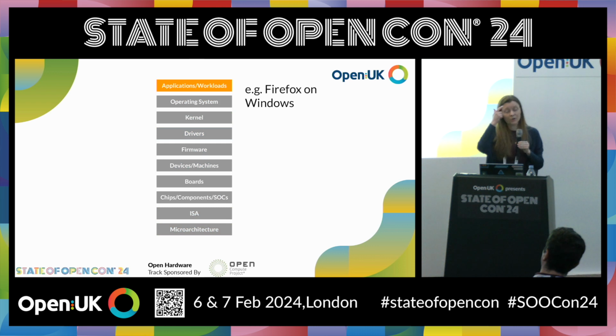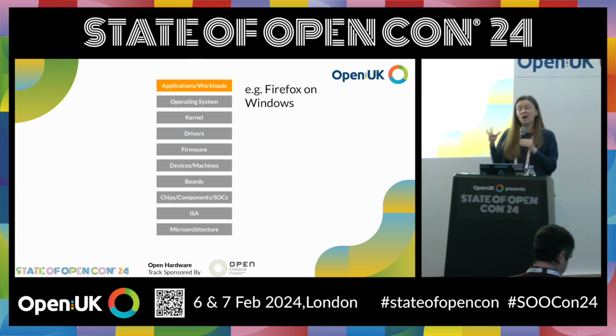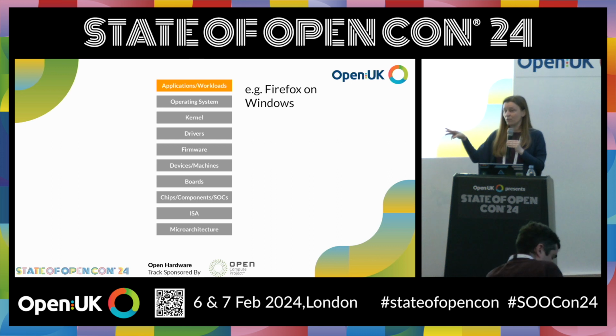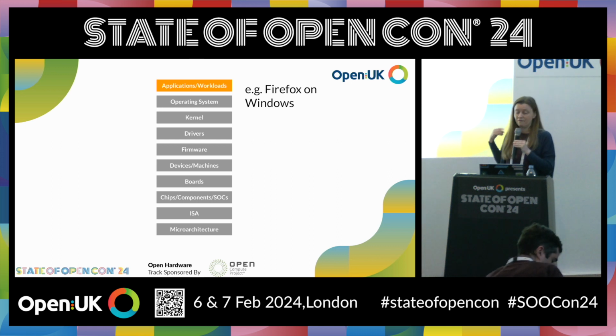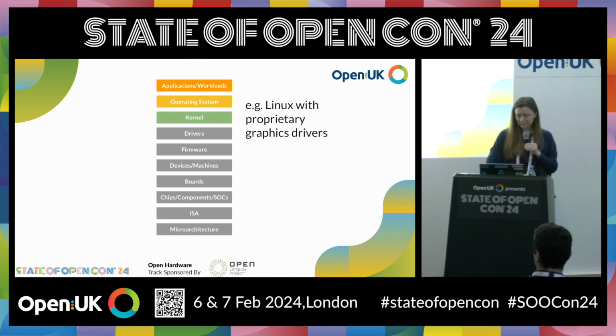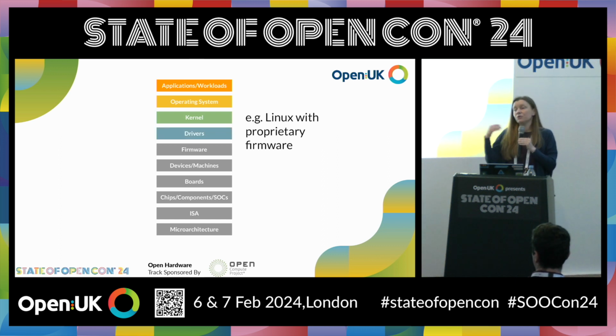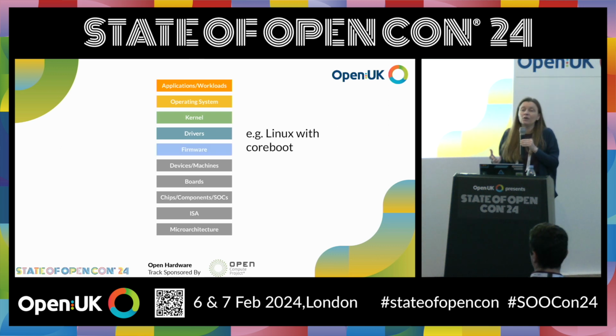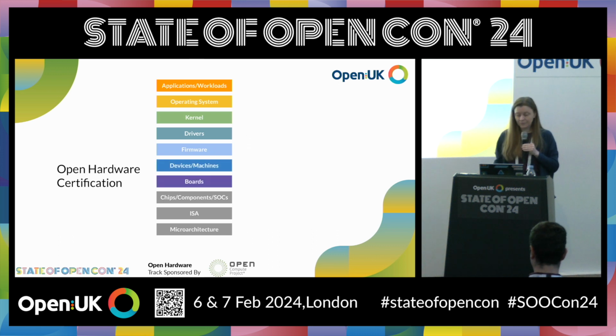So on the software side, we're used to the fact that you can have combinations of open source and proprietary software. For example, you might run Firefox on Windows. You might run Zoom on Linux, so you have a proprietary application running on an open source operating system. Even if all your applications and the OS are open source, you might end up needing some proprietary graphics drivers, or even if all your drivers are open, you might end up needing proprietary firmware. And even if all your firmware is open, like Coreboot, you may still have some proprietary blobs buried down inside there. So on hardware, it is similar.